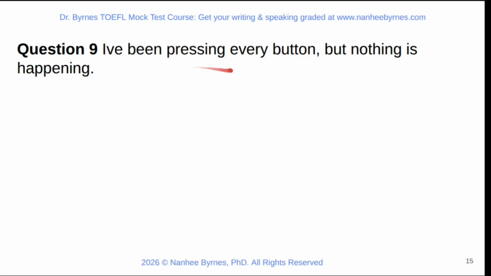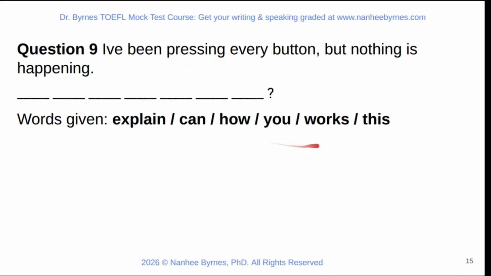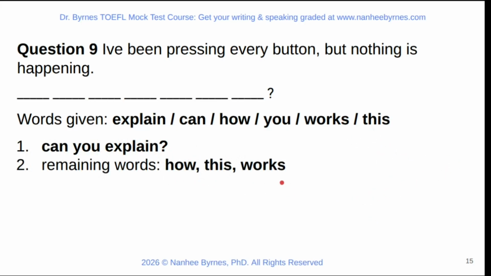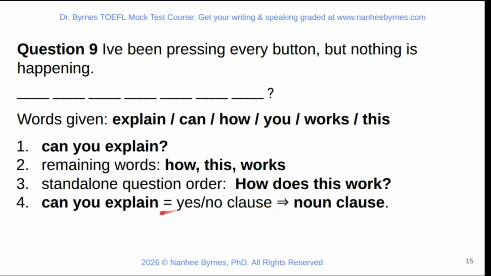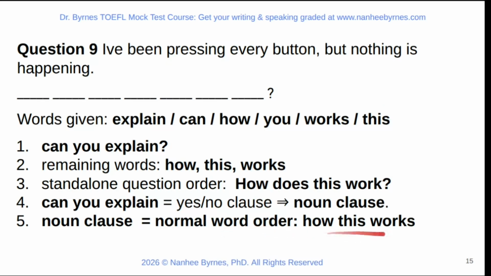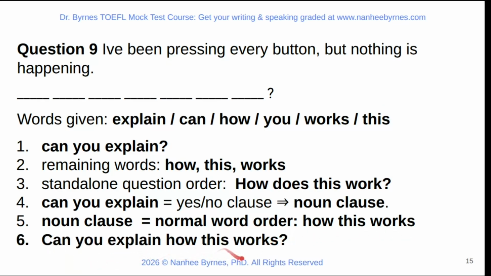Question 9. I've been pressing every button, but nothing is happening. Words given: explain, can, how, you, works, this. First we have, can you explain? The remaining words are how, this, and works. As a standalone question, the order is, how does this work? When we combine this with can you explain, the question becomes a noun clause. We must use normal word order, this works. The final answer is, can you explain how this works?